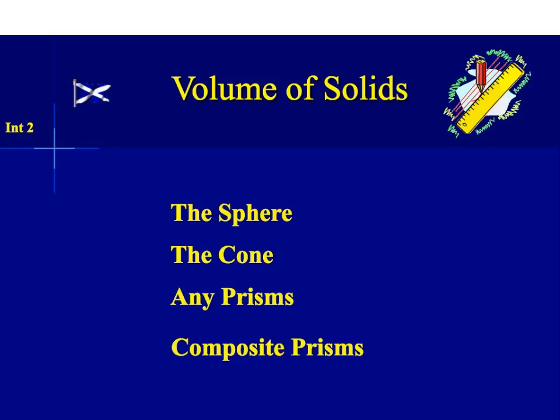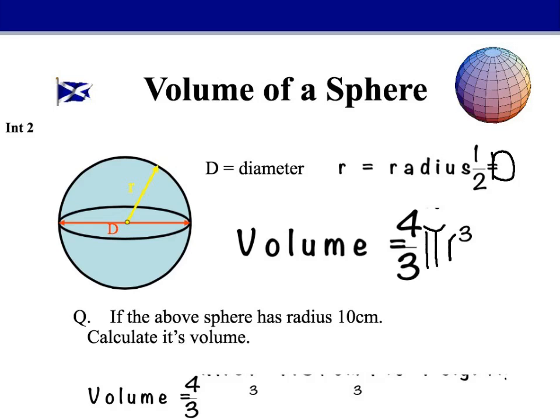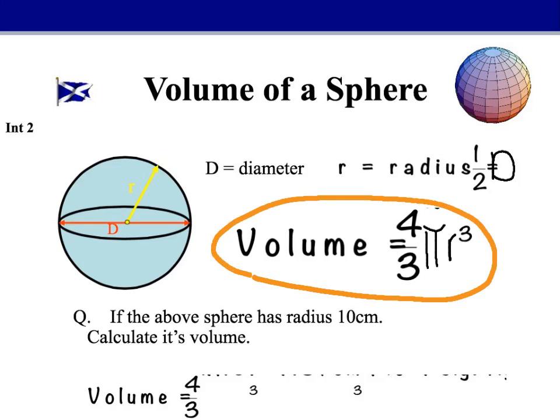Unit 3, Part 2, Volume of Solids. And we already know how to find the volume of a sphere. That's like a basketball or a soccer ball. And the formula for volume of a sphere is 4/3 pi r cubed. We got to make sure we know that the radius is supposed to be cubed.